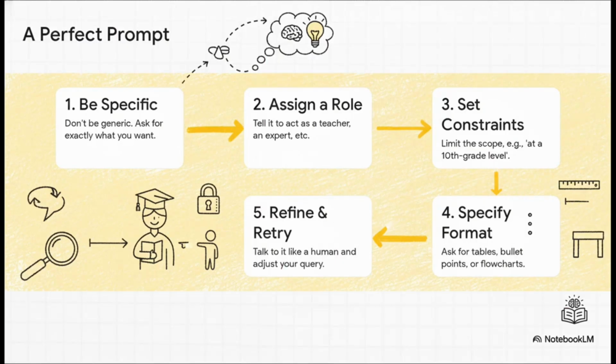Here are 5 simple steps to get a perfect prompt every time. 1. Be specific, not generic. 2. Give the AI a role, like act as a science teacher. 3. Set constraints, like answer this at a 10th grade level. 4. Tell it the format you want, maybe a table or bullet points. And 5. Don't be afraid to refine and retry. Just talk to it like a person and adjust until you get what you need.